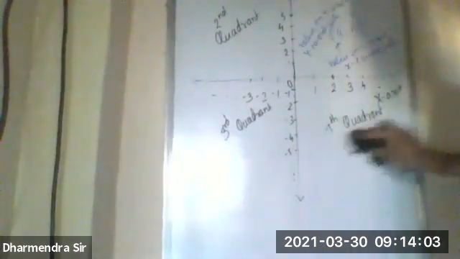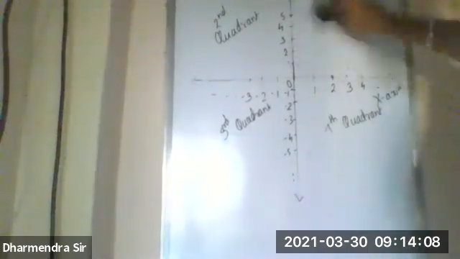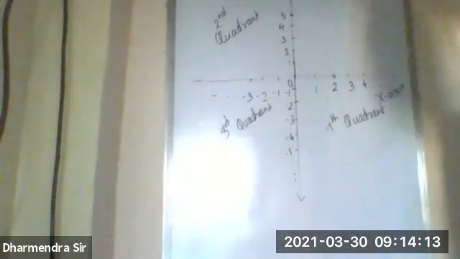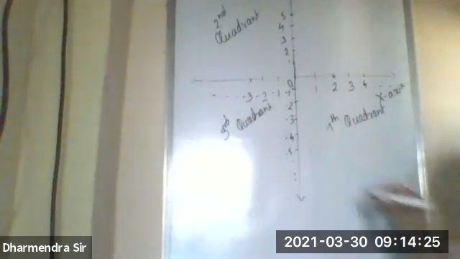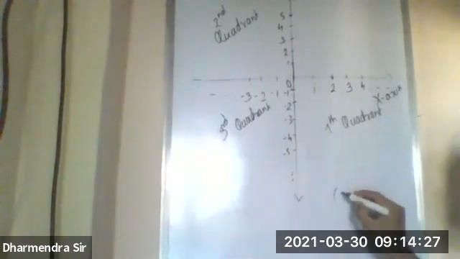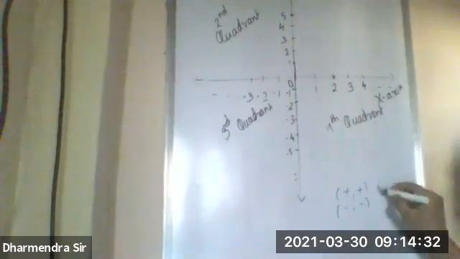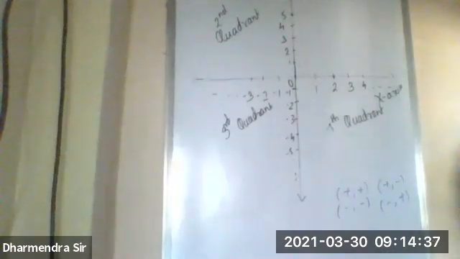As we are having an ordered pair, we can have 4 possible combinations. Either both will be positive, or both will be negative, or one is positive and one is negative, and next, first is negative and second is positive. I'm writing here. You can just have a look. We can have these possibilities: plus comma plus, minus comma minus, plus comma minus, minus comma plus. How to deal with this type of point?